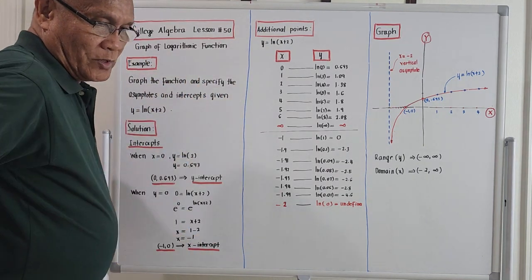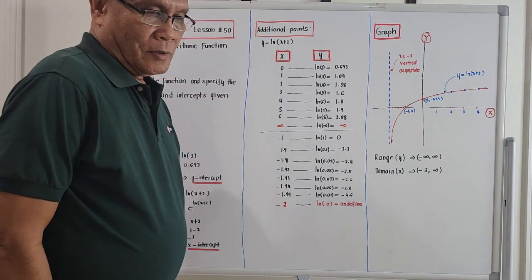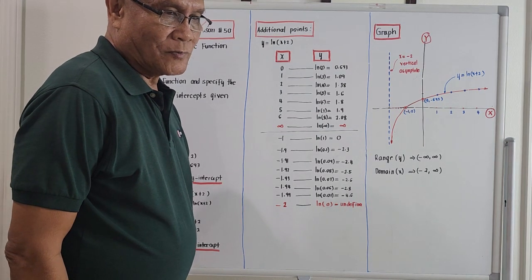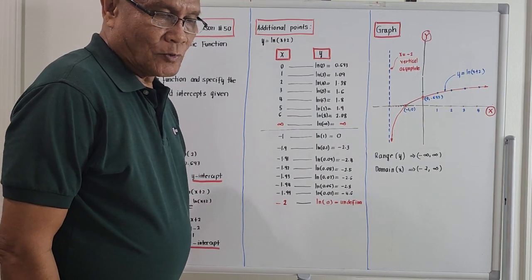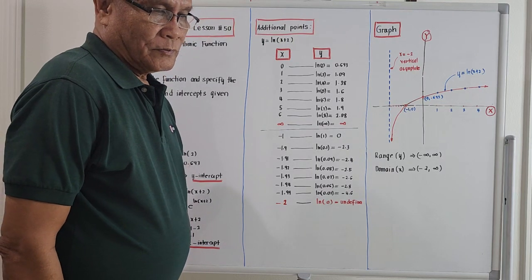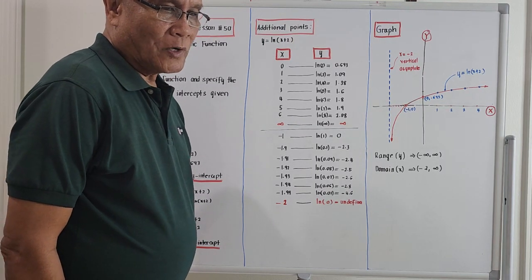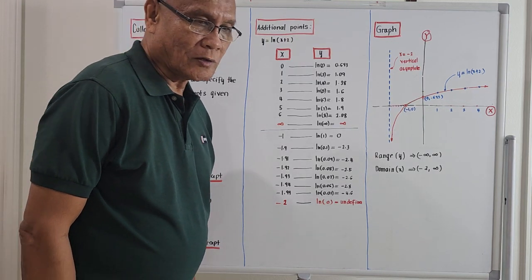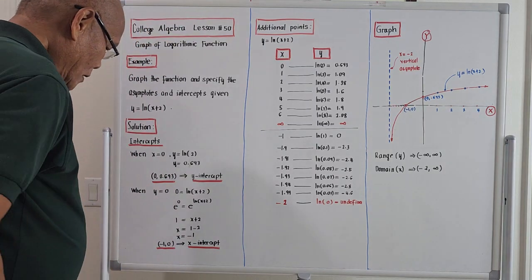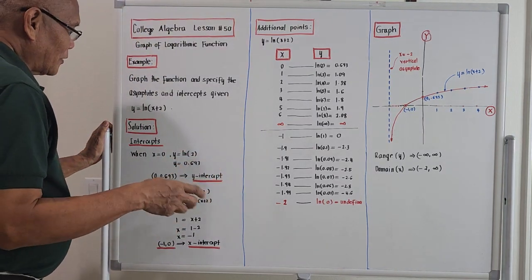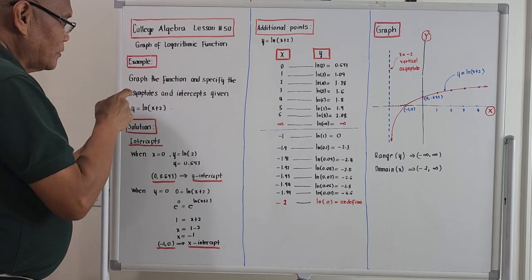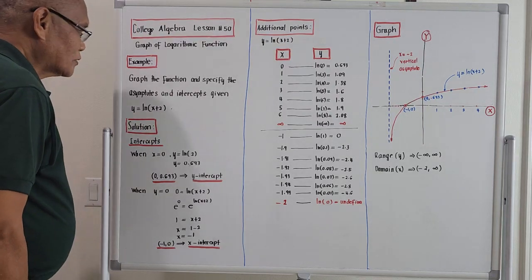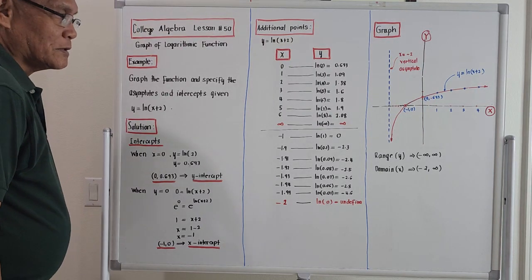The last time around, we graphed the exponential function, that is e to the x. But for this morning, we will be plotting the graph of a logarithmic function. Let us see what will be the variation of a logarithmic function if we try to graph it. I will give you an example problem: graph the function, and specify the asymptotes and the intercepts.